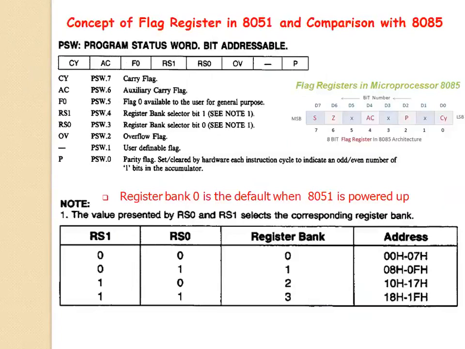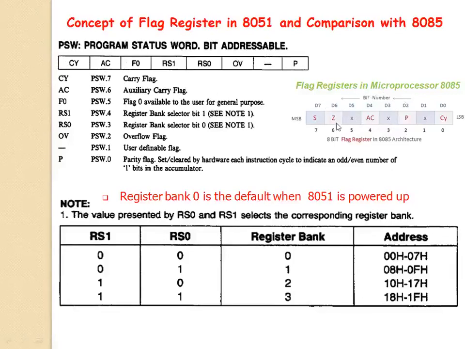What is the program status word? We know the flag registers in 8085. The common name is also used here for 8051, but specially the name given for 8051 is program status word. But it is basically the flag register. The flag register is given on the right hand side in the slide, so that it is easy to compare the flag bits available for 8085 and the flag bits available for 8051.